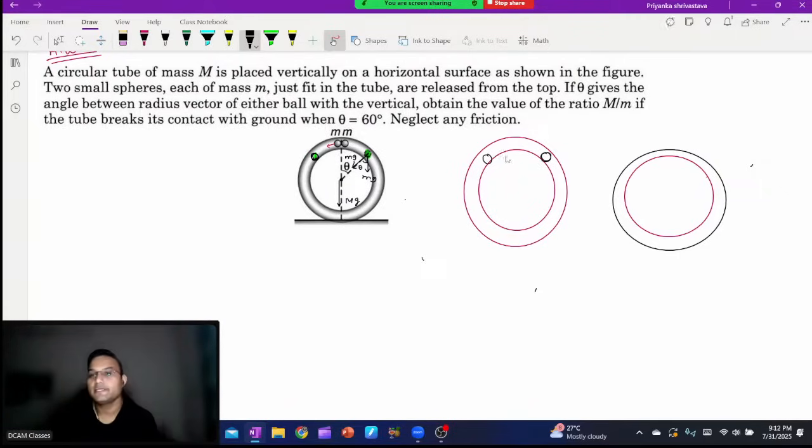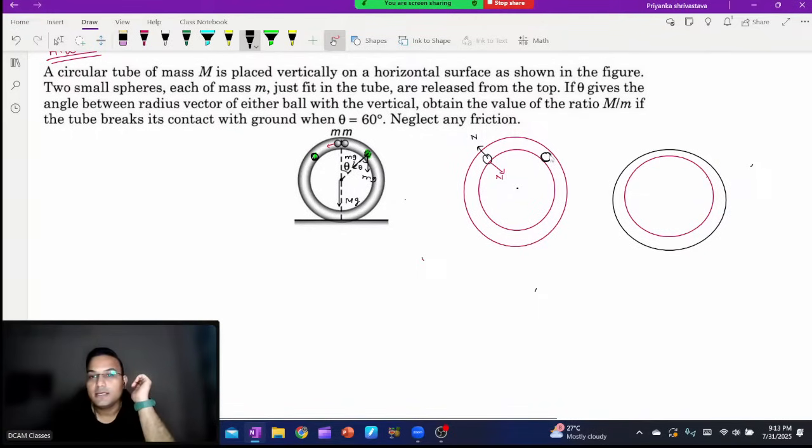So the normal reaction due to the ring, due to the tube on the ball will be in this direction, right? But due to the ball on the ring will be in this direction. See, I'm telling very clearly, due to ring on the ball, the normal reaction is small n, which is black in color. Due to ball on the ring is capital N, which is towards the center. Because you already know normal reaction is a contact force. For every action there is an equal and opposite reaction, like the third law.